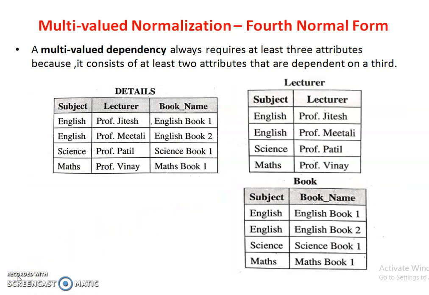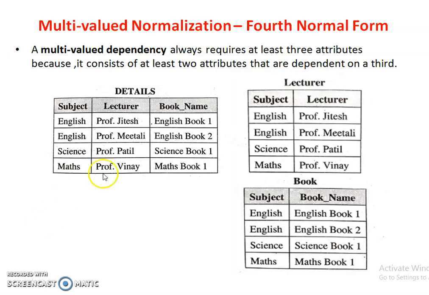Now we discuss multi-valued dependency, or we can also say the fourth normal form. A multi-valued dependency always requires at least three attributes. Why does it require three attributes? Because it consists of at least two attributes that are dependent on a third attribute. It means that in fourth normal form there are two important stages that are focused on. First one is that initially the design must be in third normal form and it should not contain any multi-valued dependency.